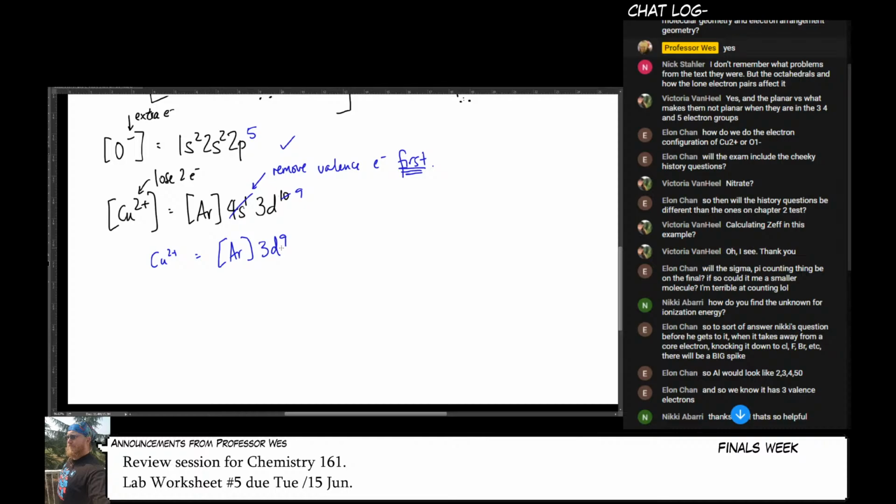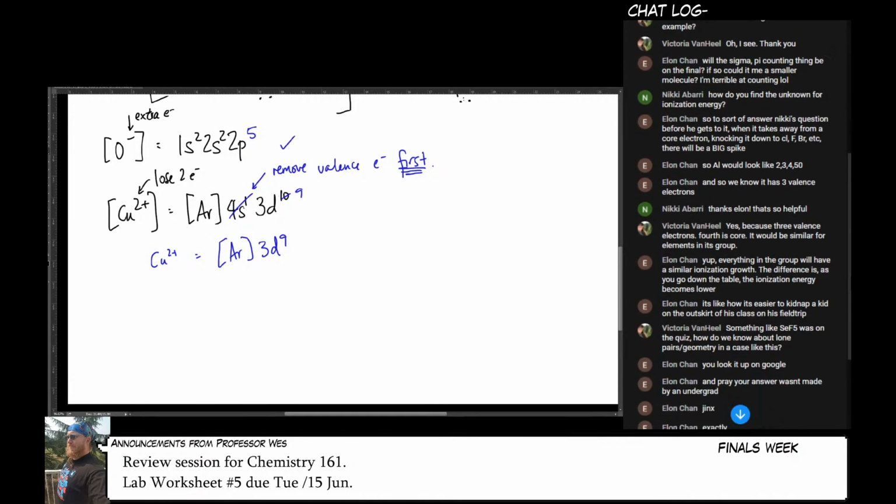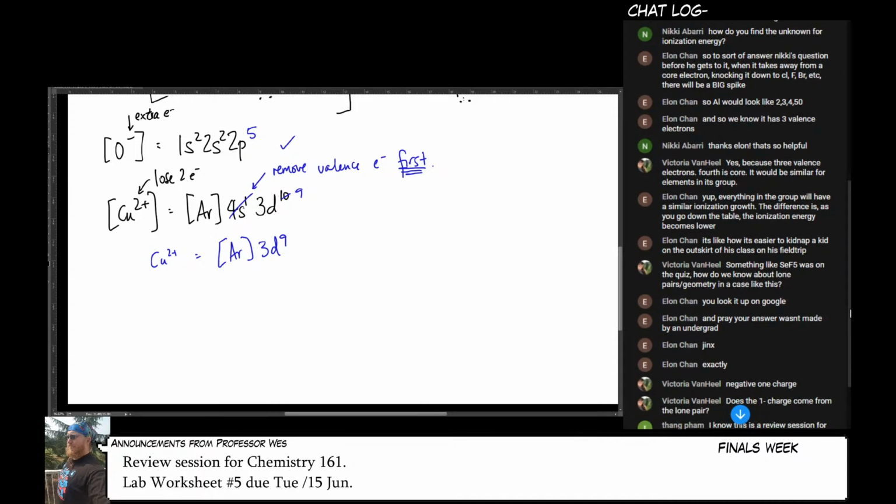But if you have a cation and you're taking away electrons, you have to take them out of the valence shell first, because on average, the valence electrons are the furthest from the nucleus. And so they're the easiest ones to ionize when they are furthest away. Even though you get some weird effects of energy and distance at that point.